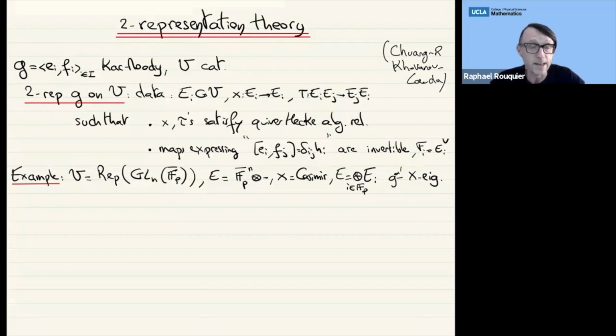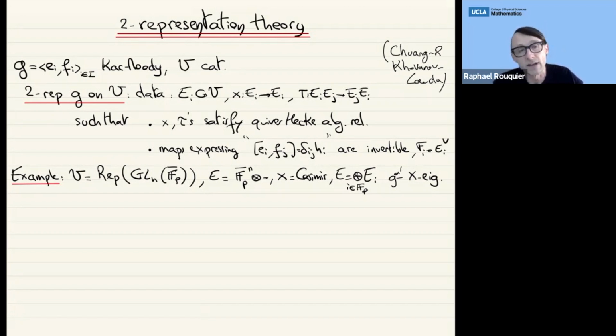We are looking at finite dimensional rational representations of GL_N in characteristic p. There's an obvious endofunctor, which is tensoring by the vector representation. And if you think of it from the Lie algebra point of view, if you take F_p-bar to the n tensor some representation M, on this tensor product you have a Casimir action. So the Casimir really acts on the functor E.